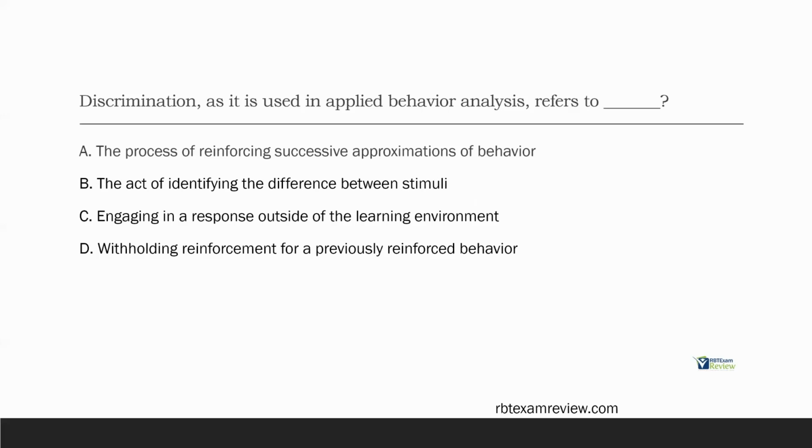And then D, withholding reinforcement for a previously reinforced behavior. Whenever we have a behavior that we want to decrease, we put it on extinction. And when we put on extinction, we withhold reinforcement for that previously reinforced behavior until it decreases. So for this question, discrimination, as it is used in applied behavior analysis, refers to the act of identifying the difference between stimuli. Very straightforward definition question. Know your terms, know your definitions. Exam becomes much easier.